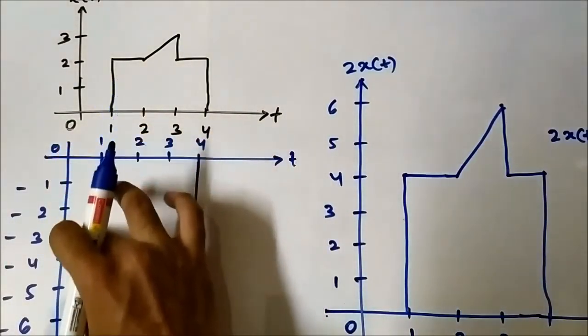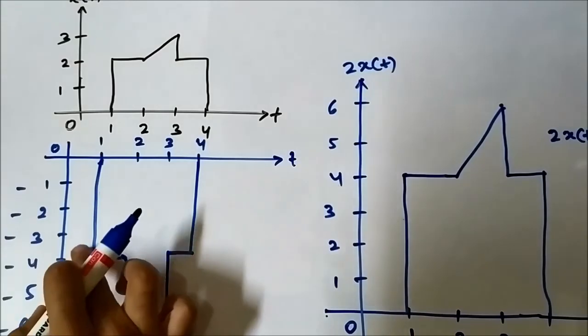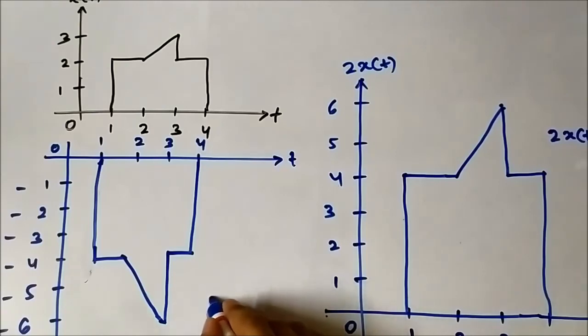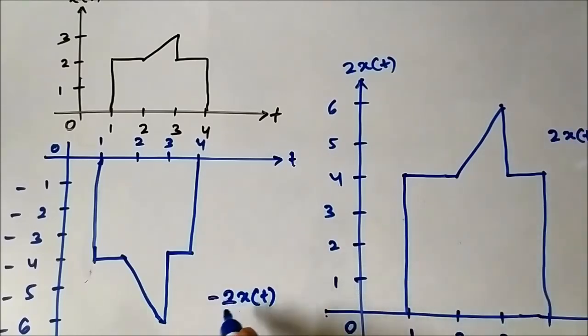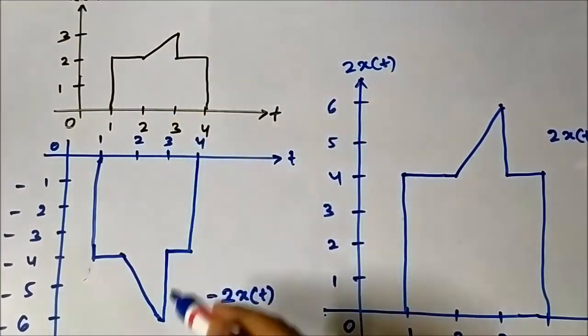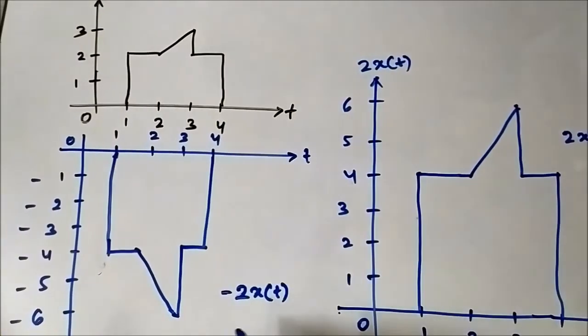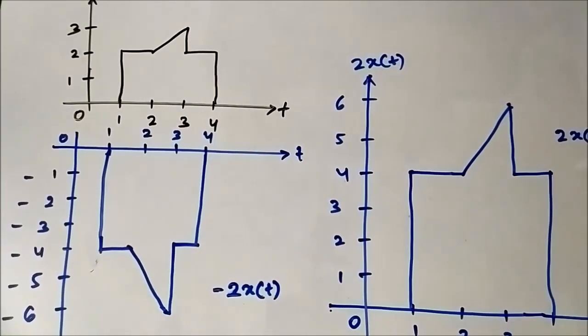Here it will be a little bit straight. Okay, so this is the final amplitude inverted signal. First it was scaled, 2x(t), then we performed minus 2x(t). So this is the final signal. This is the original signal. First we did 2x(t) here, then we performed minus 2x(t) here. So this is the first question related to amplitude scaling and inversion performed at the same time.